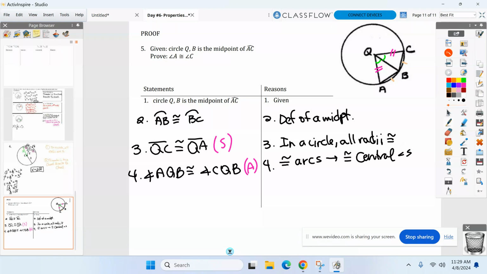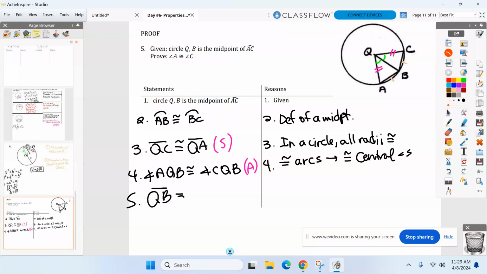One more pair of corresponding parts. What else could I say are congruent up here? That would make the triangles congruent. I really don't want anything else unless it's going to make the triangles congruent. Go ahead, Ian, get it. QB. Yep. Reflexive.